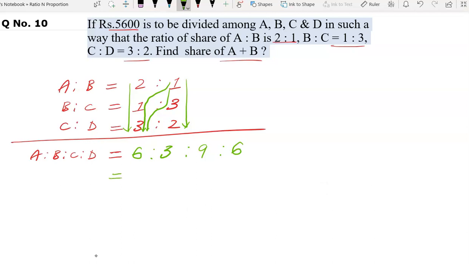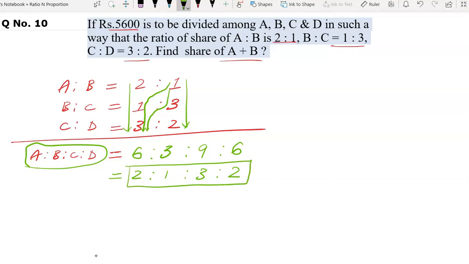Now we can divide this by 3. 3 2s are 6, 3 1s are 3, 3 3s are 9 and 3 2s are 6. So the ratio of A is to B is to C is to D is how much? 2:1:3:2. So if we add A plus B plus C plus D, we will get how much? 2 plus 1 plus 3 plus 2 will give us 8.